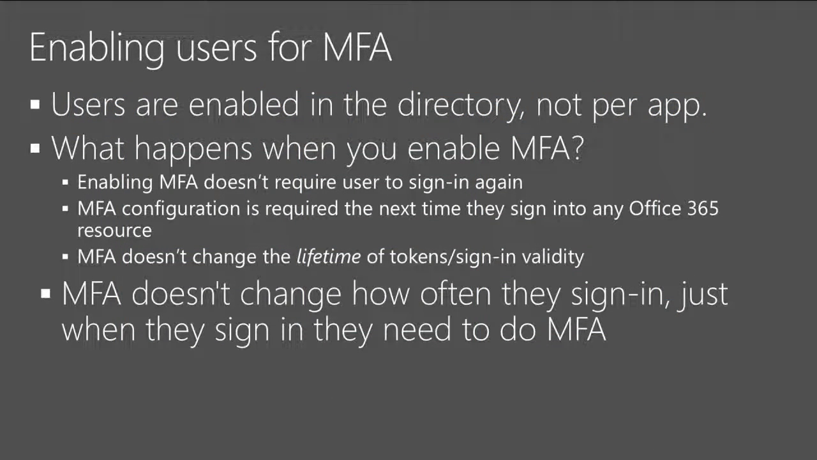So that was a deep dive into MFA and how the flow works. As an admin, how do you enable users for MFA? The first thing I want to call out is that users are enabled in the directory and not per app. So when I, as a user, am enabled for MFA, I'm going to get MFA in every single scenario. I access a document using a browser, or I access a document using a client, I'm going to get MFA prompts. There isn't a world where I get MFA only in a given app of my choosing.